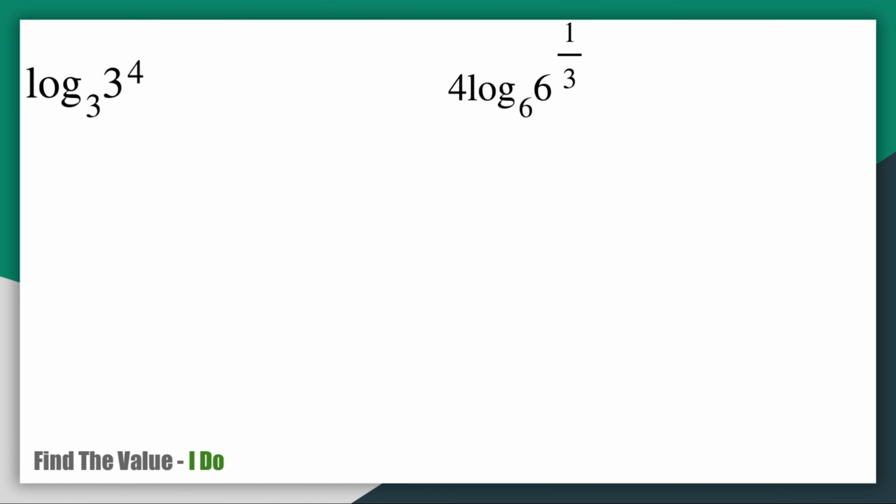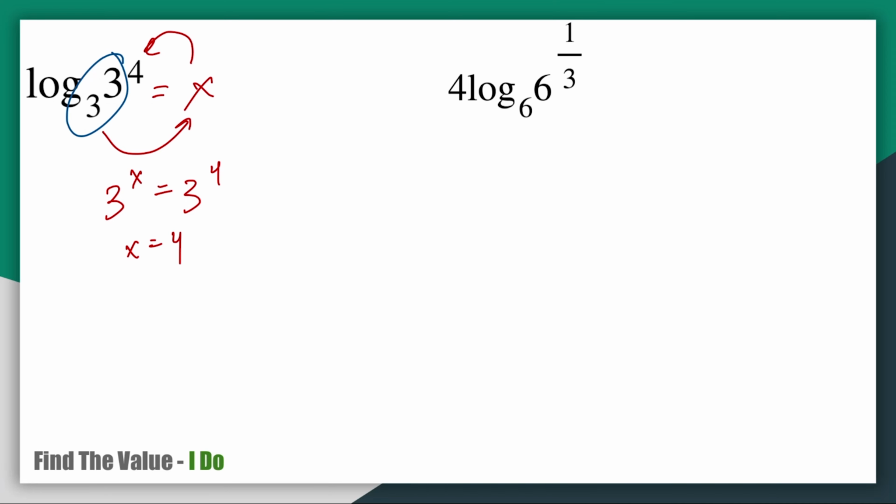Think about this. You could do this with the circle method. You could sit here and go, 3 to the power of x is equal to 3 to the power of 4, which means that x has to be 4. Or you can remember your rule and know that when you have the same base and the log number you're taking of, those just disappear and your answer is whatever that power was.